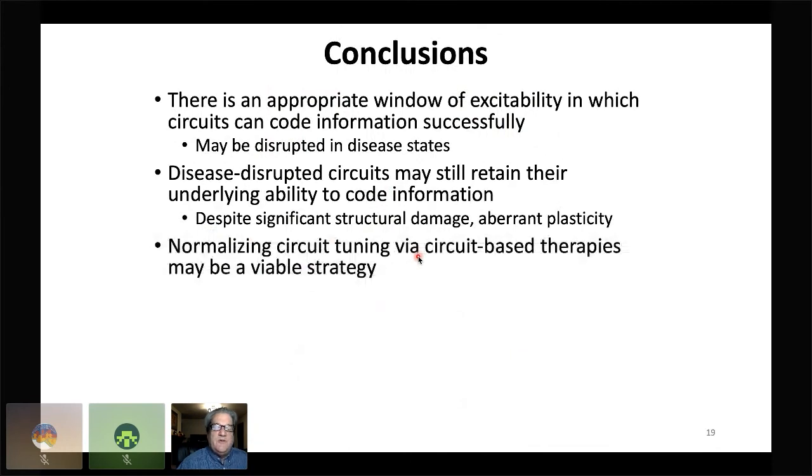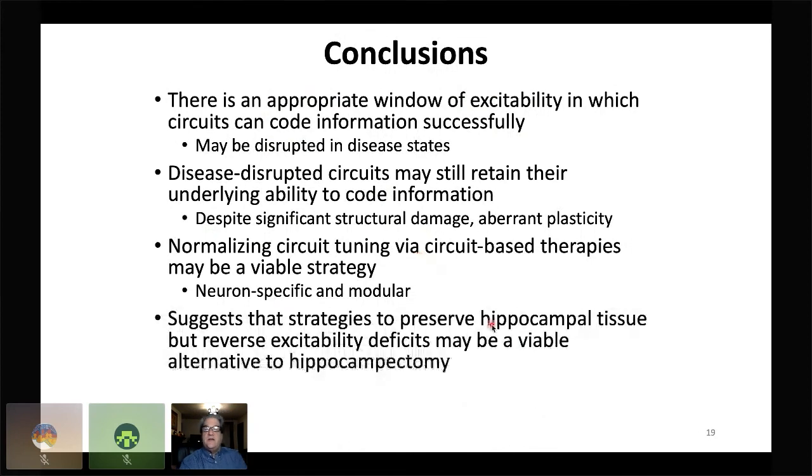And so this might be a viable strategy for both seizures and also for generating a retention of cognitive abilities in these mice. The intervention is neuron-specific and modular, and this suggests that strategies to preserve hippocampal tissue but reverse excitability deficits might be a viable alternative to hippocampectomy.